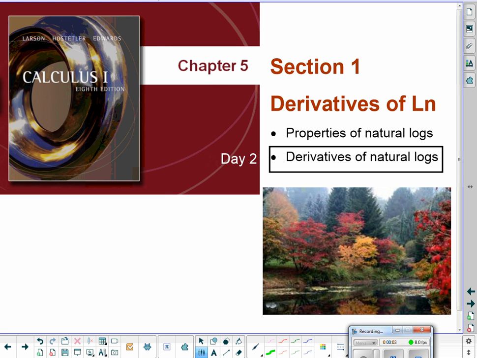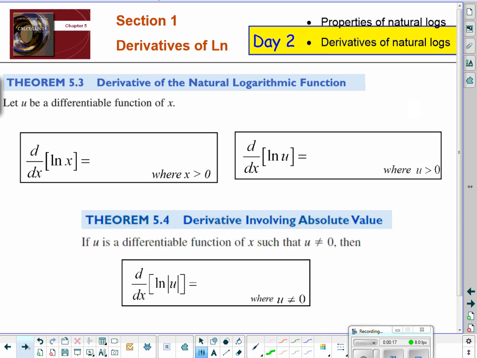Okay, let's go through Chapter 5, Section 1. Yesterday we hit just the properties of natural logs. So today we get to work with the derivatives of natural logs, which really aren't too bad. So what rules are we going to follow for derivatives of natural logs?